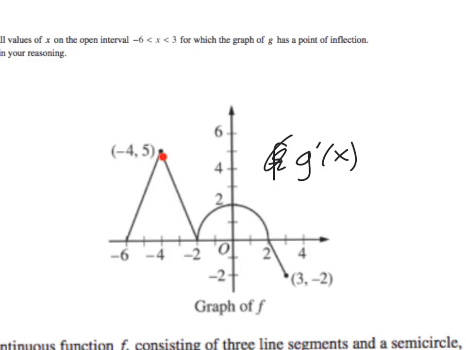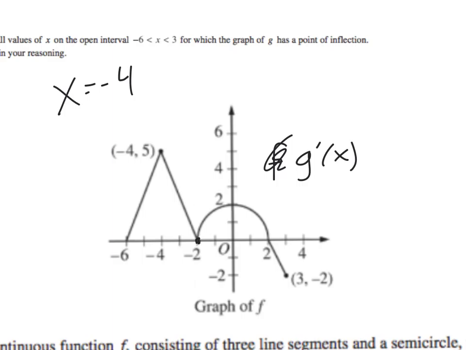So to the left of -4, we have positive slopes. The slopes are increasing is what we're more interested in. The slopes are increasing to the left of -4. The slopes are decreasing to the right of -4. So that is your justification for why x equals -4 is an inflection point. The slopes change directions.